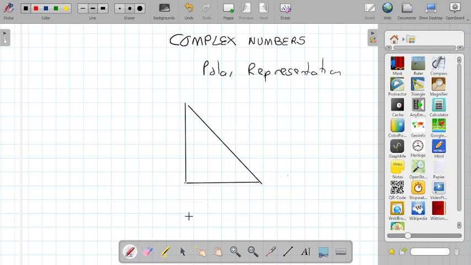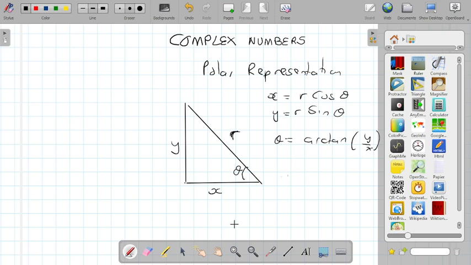Now, we know from trigonometry that if you have your angle theta, and this is your x, this is your y, and this is r, we know that x is equal to r cosine of theta. Y is equal to r sine of theta. Now, this is already known. And then we know that theta is equal to arctan of y over x.